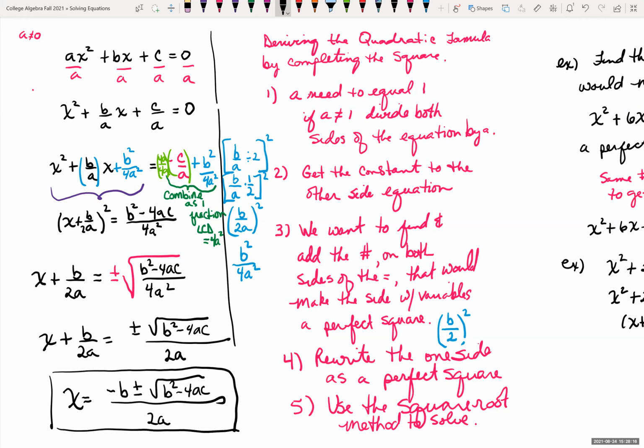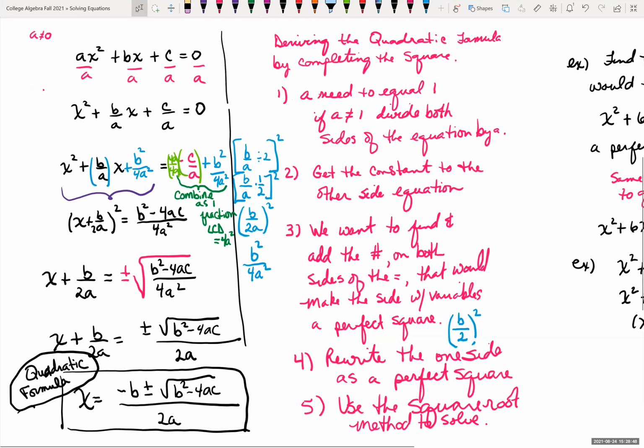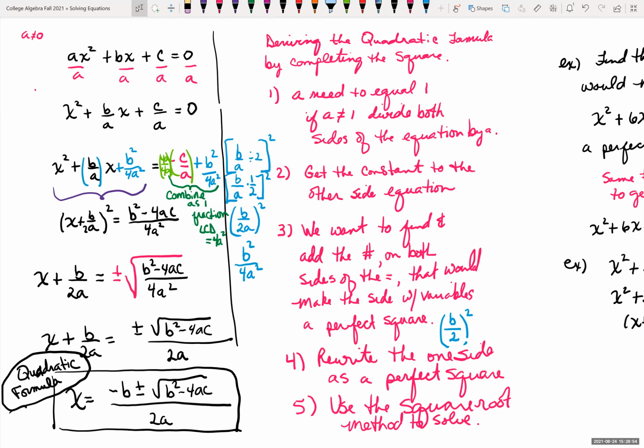So by showing you the steps on how to complete the square, we ended up deriving the quadratic formula. The quadratic formula is always going to work for solving quadratic equations. Sometimes we'll look at an equation and try to factor and it won't factor. Then we would jump in and use the quadratic formula, or we would use the completing the square method.